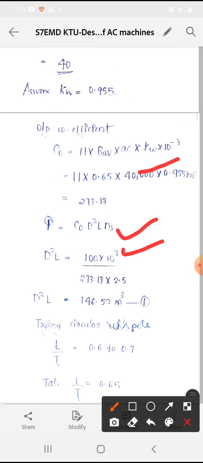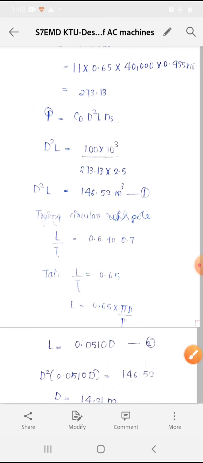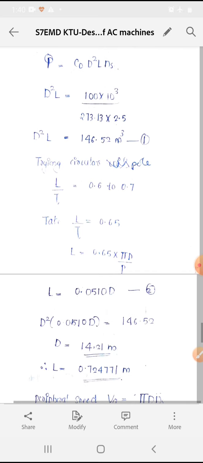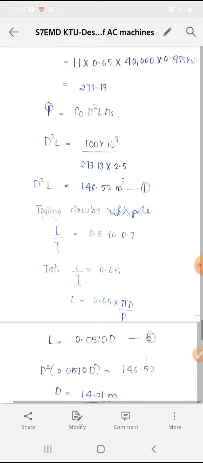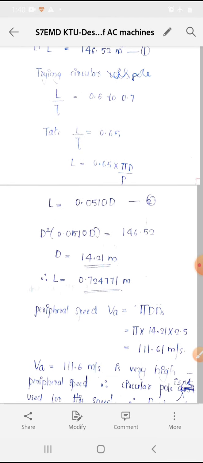Next we have to find out whether a rectangular pole or a circular pole is used. First, a circular pole we have taken. Normally the range for a circular pole ratio is L by tau equal to 0.6 to 0.7. So here we have taken the value 0.65. Substituting the value 0.65, we got equation number 2. And solving equation 1 and equation 2, we got the two dimensions D and L.